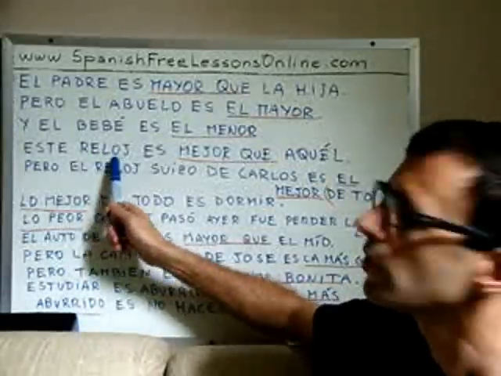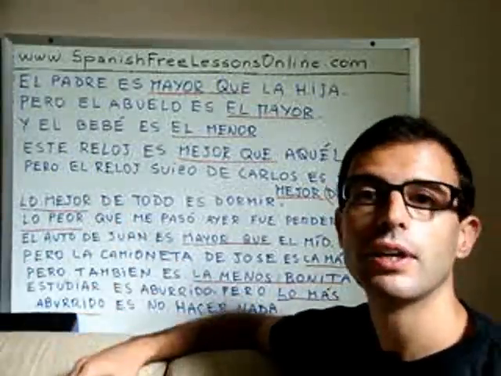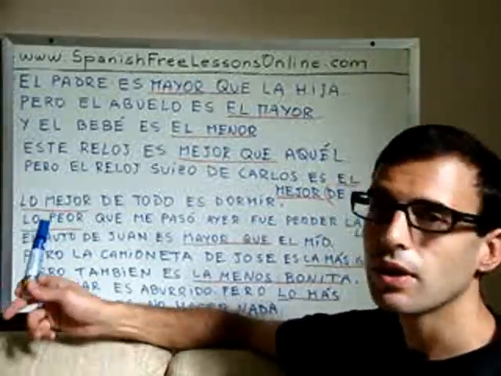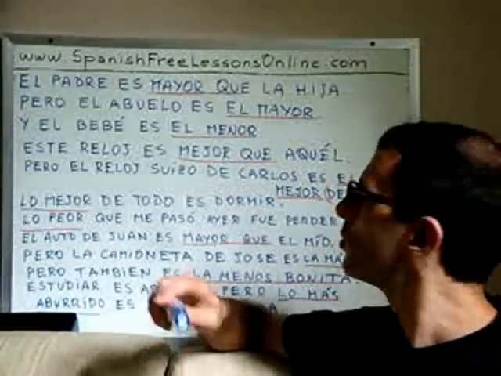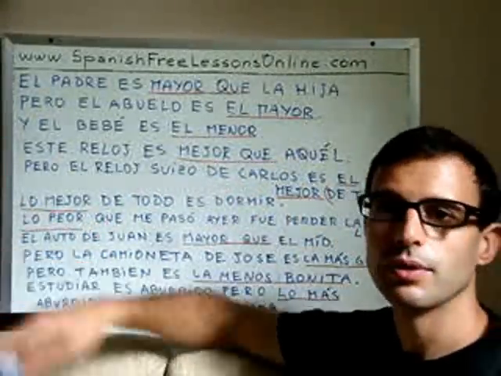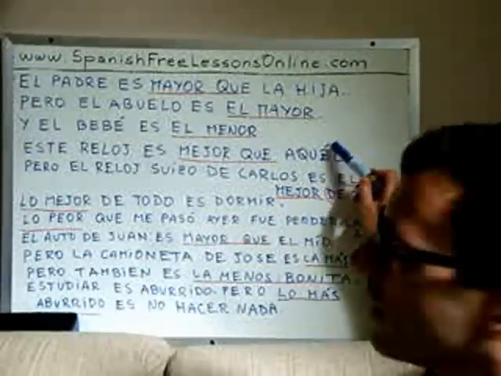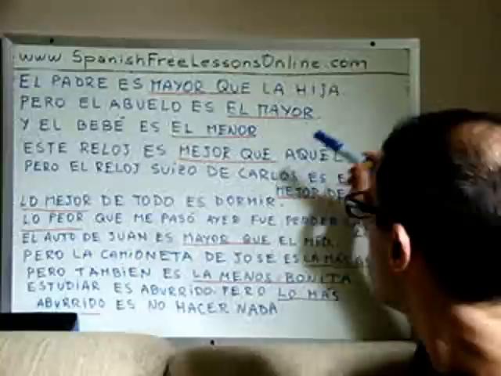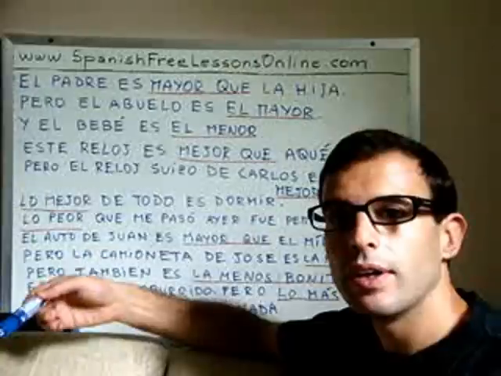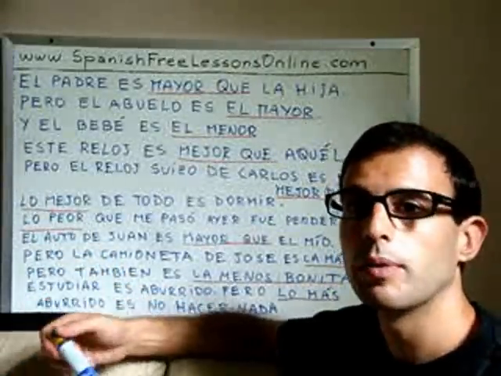First, reloj with r, okay, because the R is at the beginning of the word. Reloj means watch, the watch. Aquel, we've seen it before, means that one. When aquel has a tilde, it means that one. When it has no tilde here, it just means that, and then it has to be followed by the object or the noun. Okay.